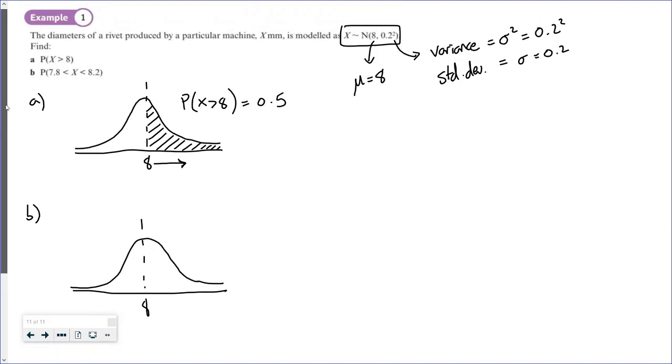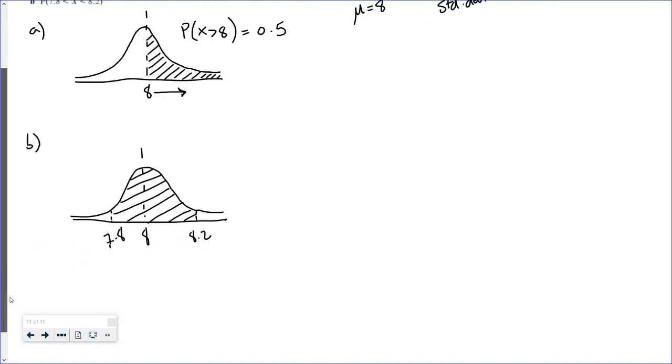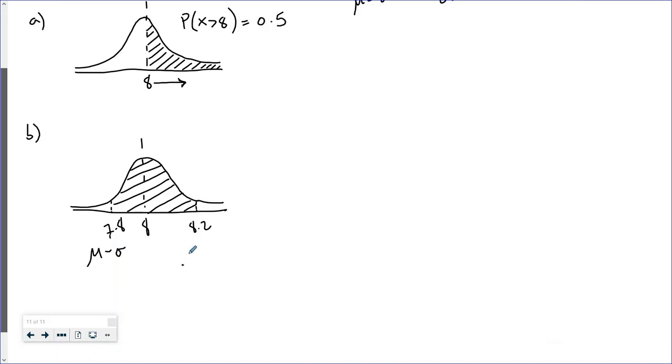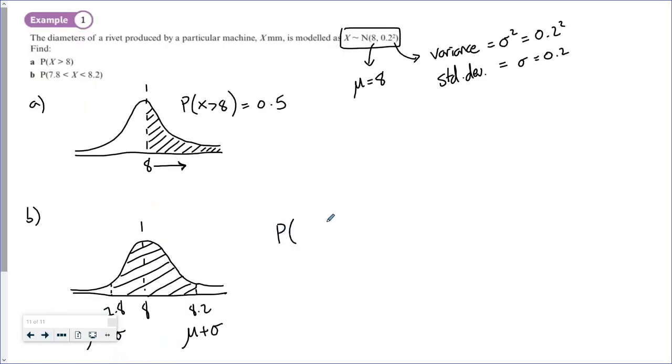Again, we could draw our curve for part B, and this time we want x being greater than 7.8, so let's label that on, but less than 8.2. So we want to work out what's this area between 7.8 and 8.2. What's that probability? Well, I've noticed that this is the same as saying what's the probability that x is within one standard deviation of the mean. Because here we've got mu minus sigma, and here we've got mu plus sigma. So using these facts that we've learnt, we know that the probability of x being within one standard deviation of the mean is 0.68. So I could just write that down.